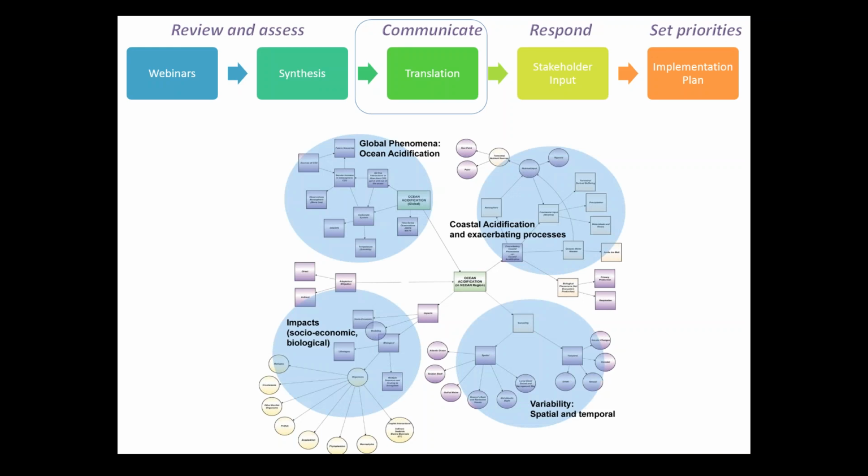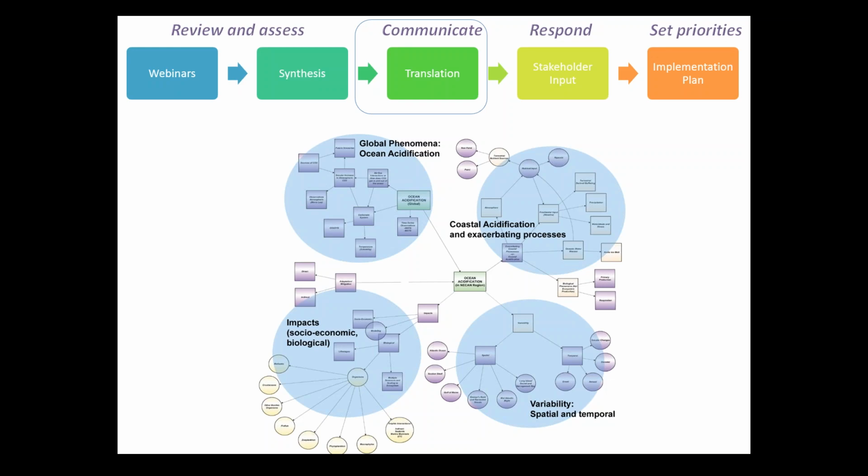What you can do though is put those down into kind of big bins, which is what these are. So there's the global phenomenon of ocean acidification. There's coastal acidification and some exacerbating processes. There's variability, both spatial and temporal, and we saw that with some of the figures earlier on. And then there's the impacts to both biology and socio-economic impacts.